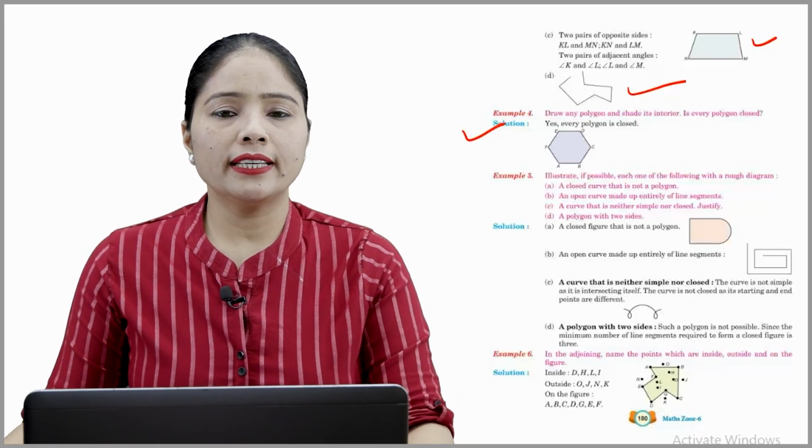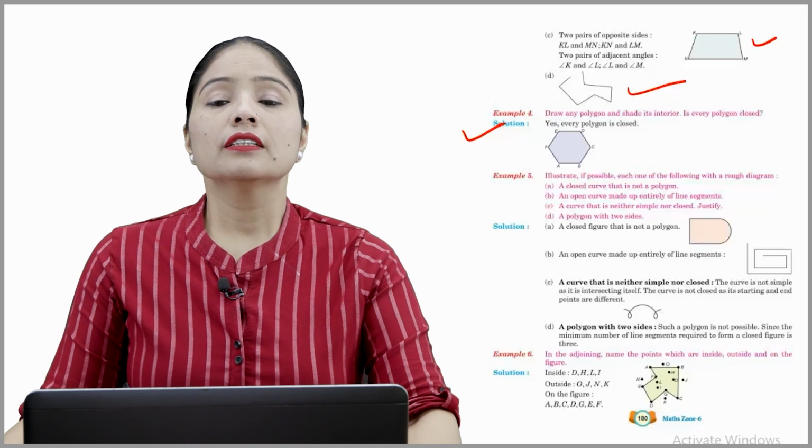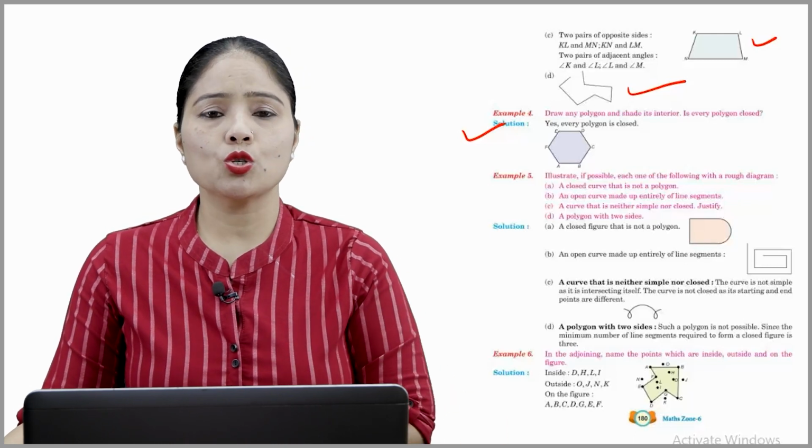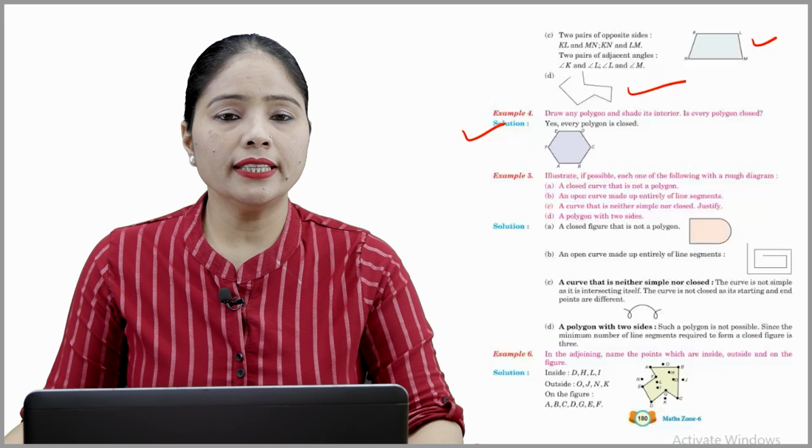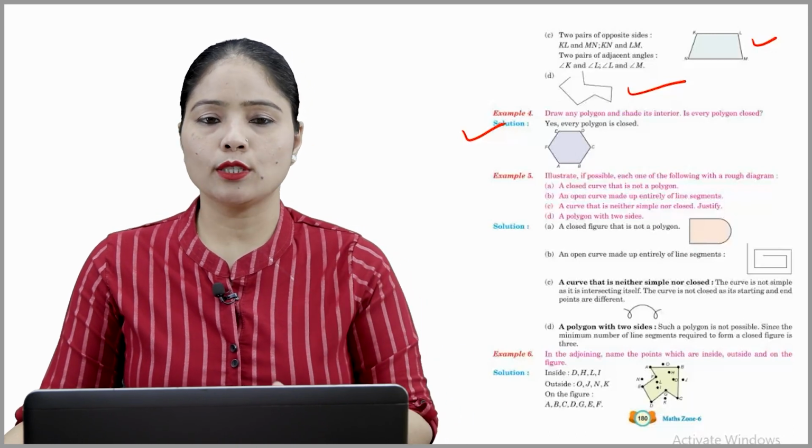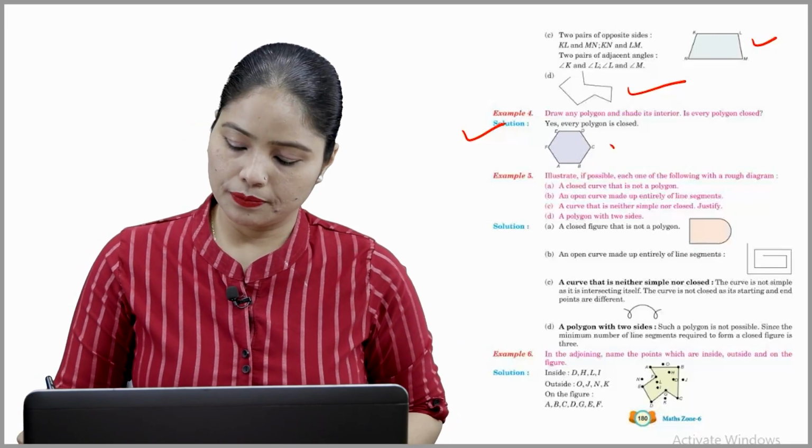Draw any polygon and shade its interior. Is every polygon closed? So the solution is yes, every polygon is closed, like this way, beta.